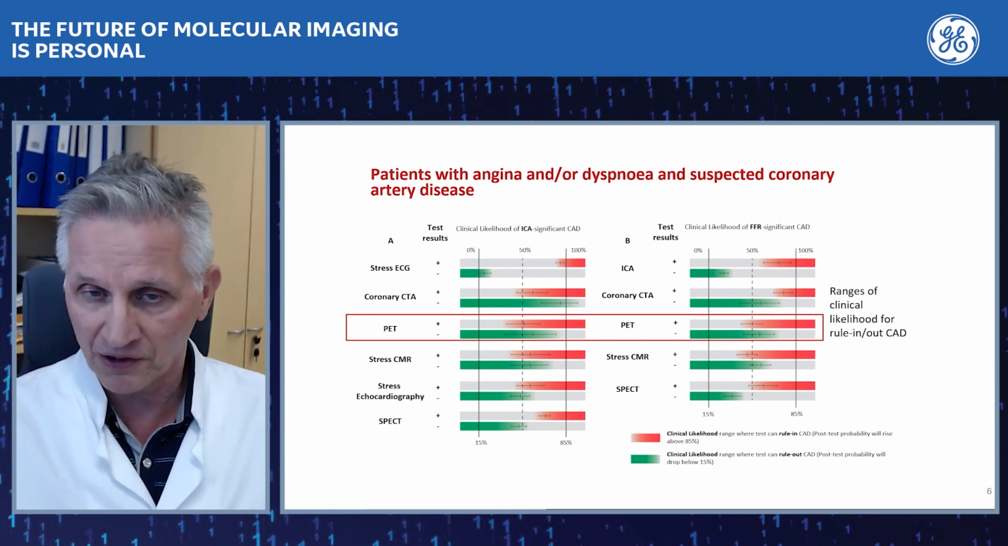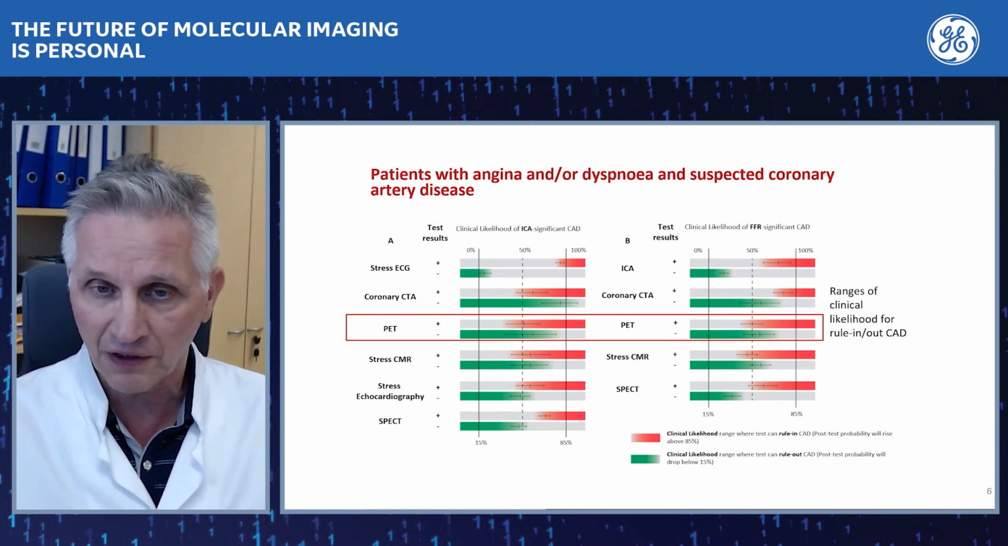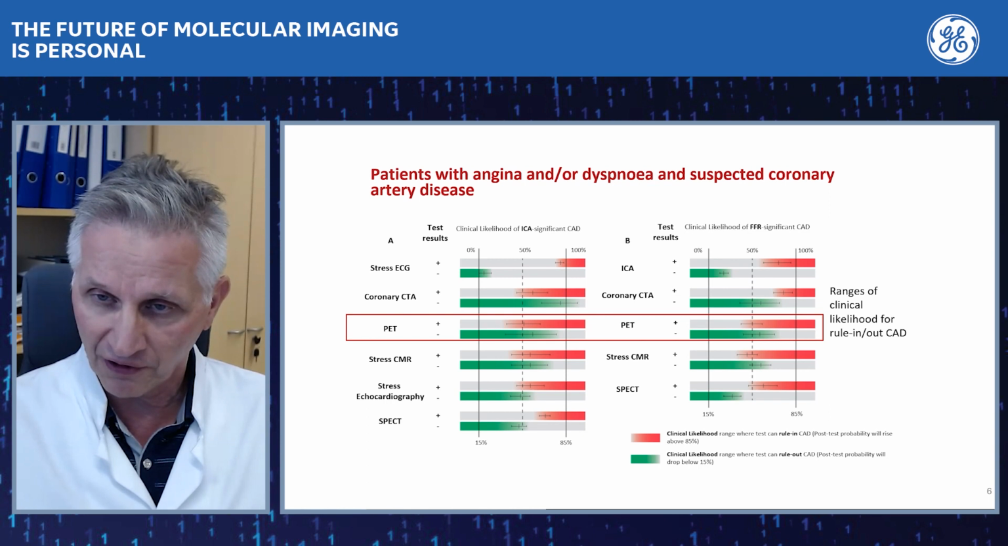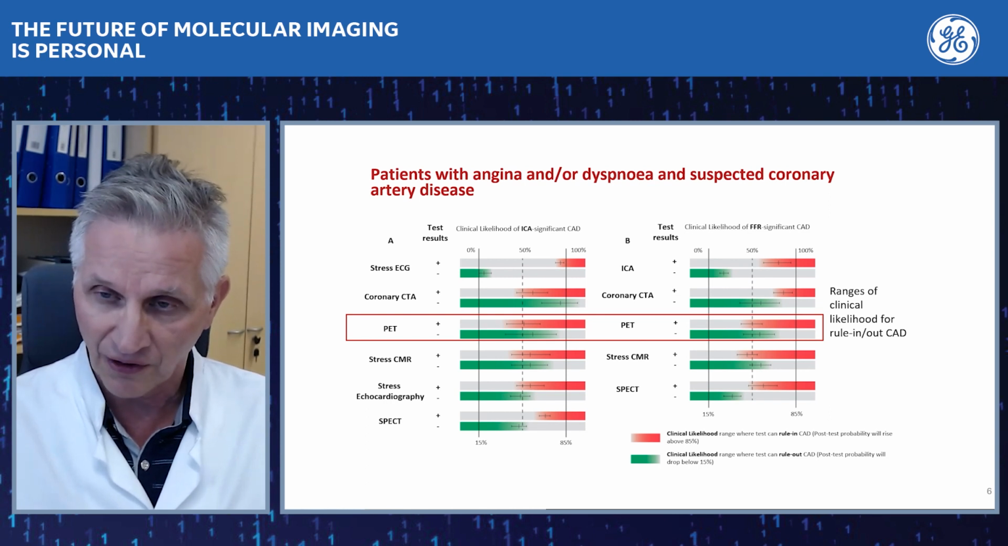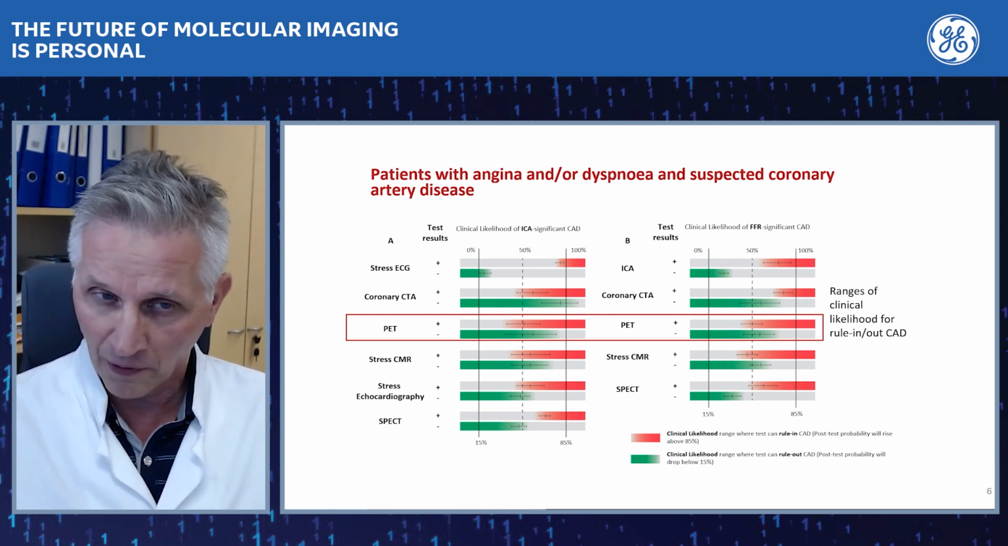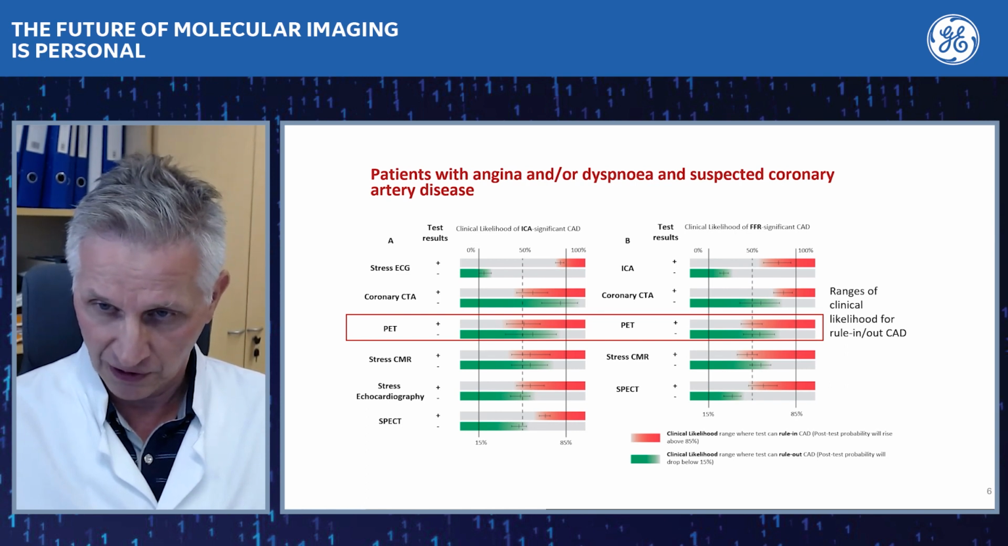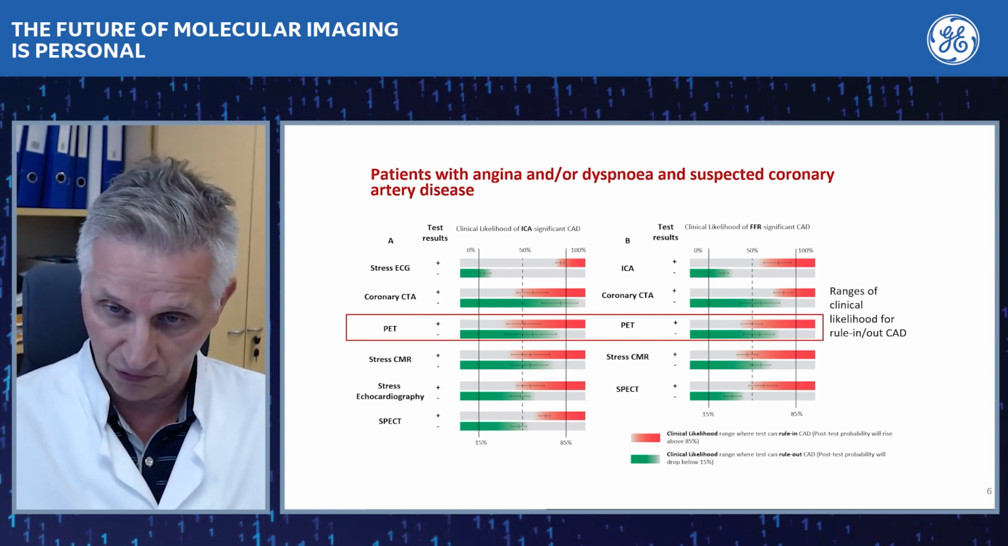And as you see above, for example, CT angiography and invasive angiography, when the functional reference standard is used, the anatomical information is not that good anymore for ruling in coronary disease. It works pretty well in ruling out.